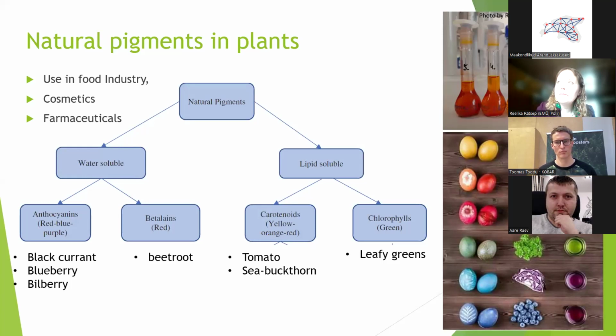Also, maybe one disadvantage of the natural pigments is that they are not very stable. So we need to take into consideration that all that is natural is more unstable. But it doesn't mean that we can't use them, because nobody wants to have electric yellow or electric blue artificial colors in their food. So we would like to use more natural pigments.